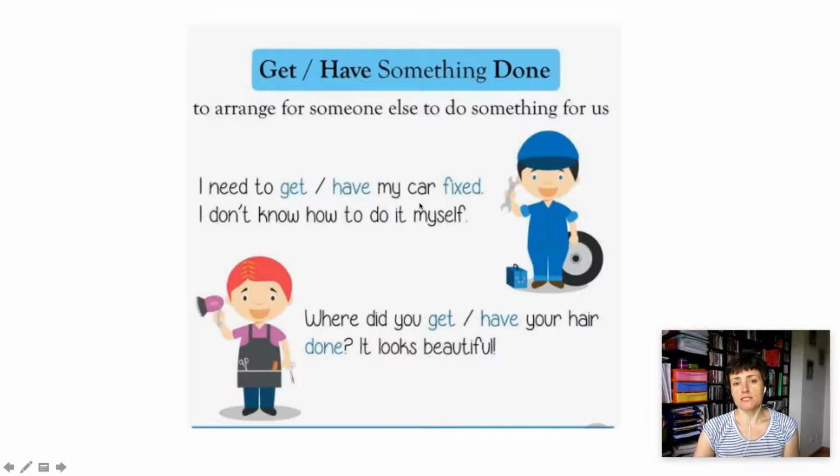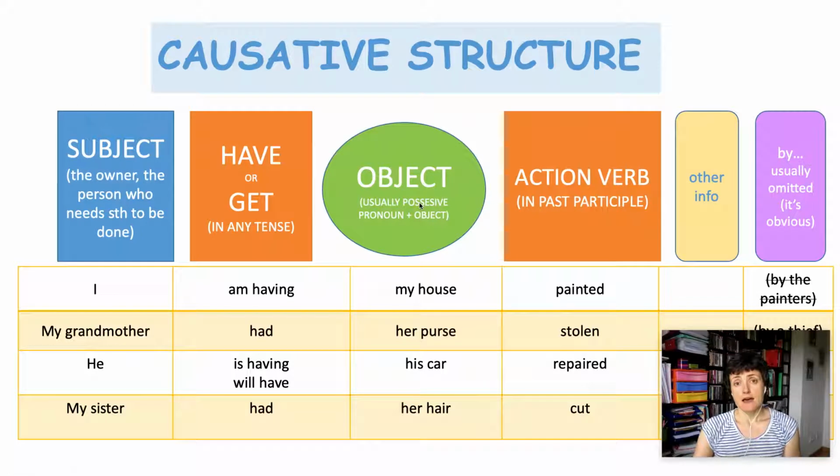Then we need the object. And we usually have a possessive pronoun before the object. I got my house painted. But of course you can say, I got my mom's house painted if I ask and if I paid. But usually it's just possessive pronoun and the thing that you need, your bike, your hair, your house, whatever. And then the action verb, paint, cut, fix, whatever. And as in passive, it's in past participle. Remember, for irregular verbs it is the third column, and for regular verbs it is just adding the ed.